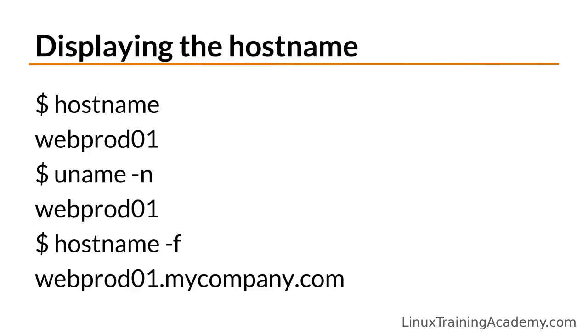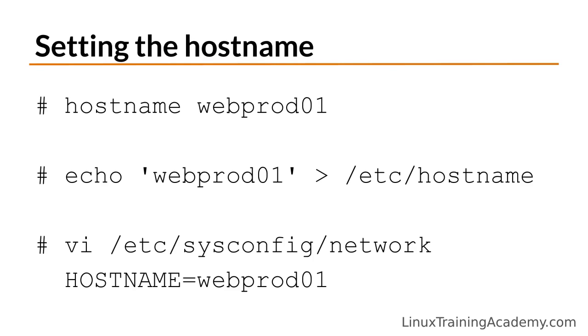You can display the current hostname by using the hostname command or running uname -n. In this example, the hostname is webprod01. If you want to display the fully qualified domain name, run hostname -f. You can also temporarily change the hostname of a system by supplying it as an argument to the hostname command. However, to make this persist between reboots, you'll need to update the hostname configuration.